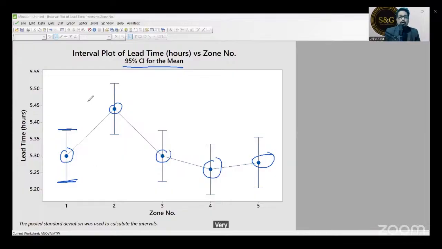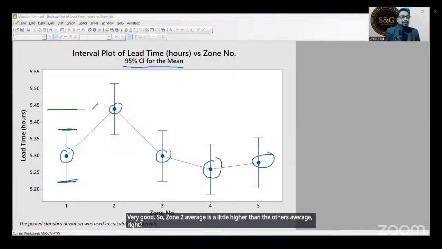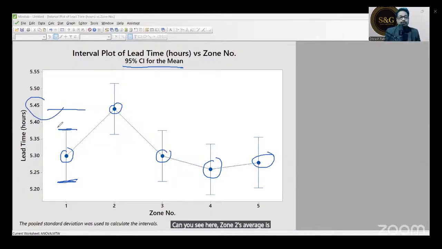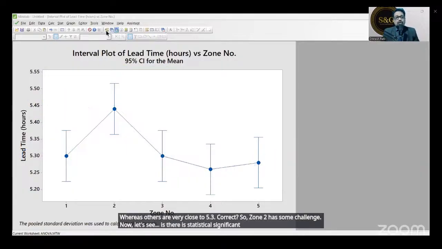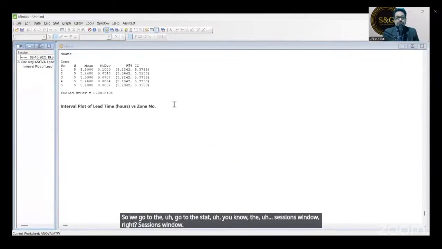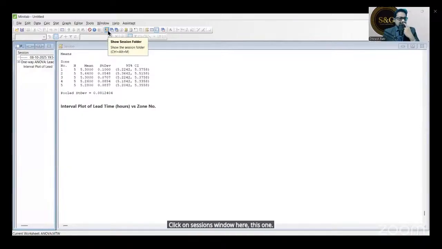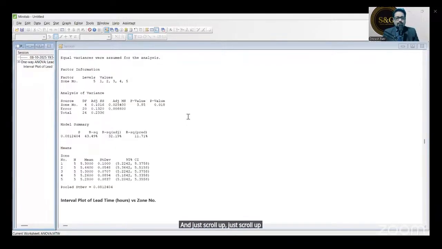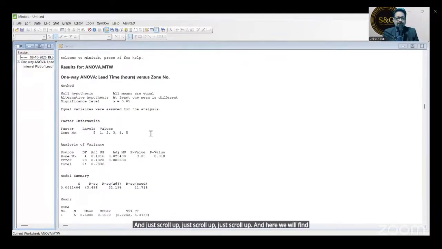Very good. So zone 2's average is a little higher than the others, right? Zone 2's average is almost 5.45, whereas others are very close to 5.3. Correct? So zone 2 has some challenge. Now let's see, is there a statistically significant difference? So we go to the sessions window. Click on the sessions window here, or you can just press Control Alt M and scroll up, and here we will find a p-value.